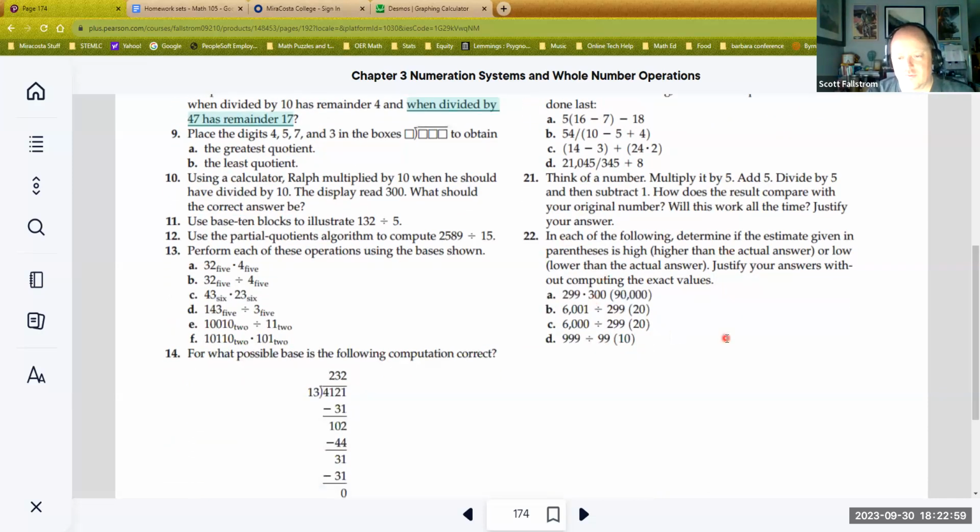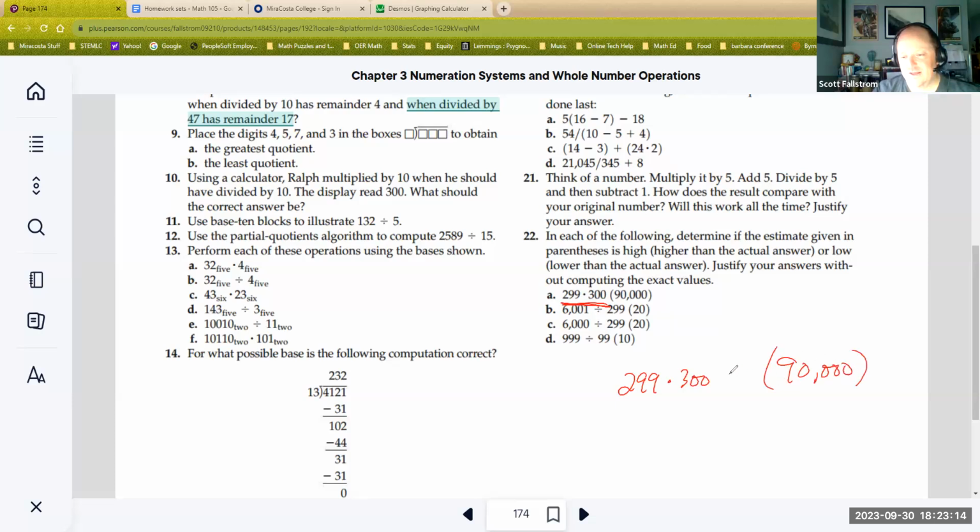Oh, down here, what a great question, right? These are estimating questions. So if you look at this and you have the first one, right? 299 times 300, and they say, here's your target number of 90,000. That's what you estimated. So you said this is approximately 90,000. The question is the estimate too high or too low? And so when you look at this, if you think I was trying to estimate 299 times 300, I probably used 300 times 300, which is equal to 90,000.